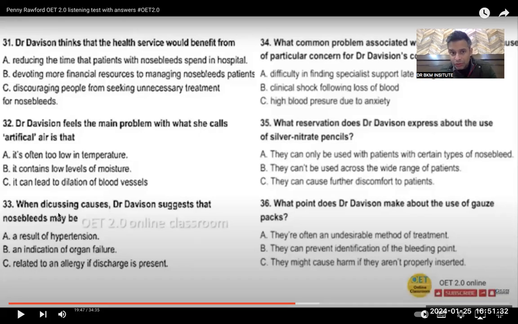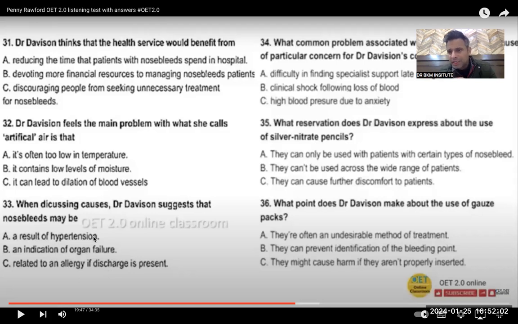Then you go to third question, means in the final exam you can underline these things. Underline this, would benefit from. Never ever miss preposition in readings and listening. Even in the part A, prepositions are very, very crucial. From word is very important over here. So here is that when discussing causes, Dr. Davison suggests that nosebleeds may be. So causes mean maybe because of hypertension, because of organ failure, maybe because of allergy.